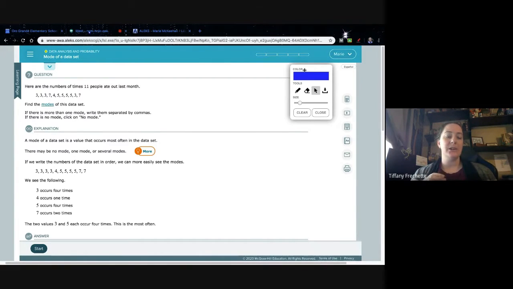Here are the numbers of times 11 people ate out last month. So we get this nice long list of people. So these 11 people, and these are the number of times they ate out. So some people only did 3, some people did 4, a couple did 7. And we want to find the modes of this data set.